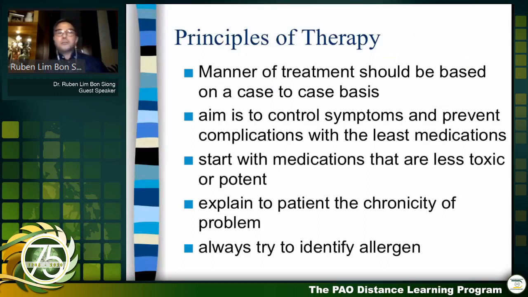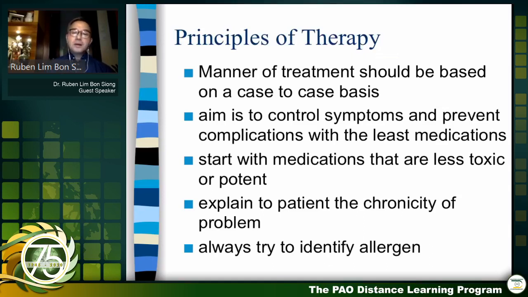So what are the principles of therapy for allergic conjunctivitis? It should be based on a case-to-case basis. The aim is to control symptoms and prevent complications with the least amount of medications. You do not give them too much, because you have to think about toxicity, compliance and cost. You can start with medications that are less toxic or potent if the allergy is quite mild. You don't have to give strong steroids immediately.